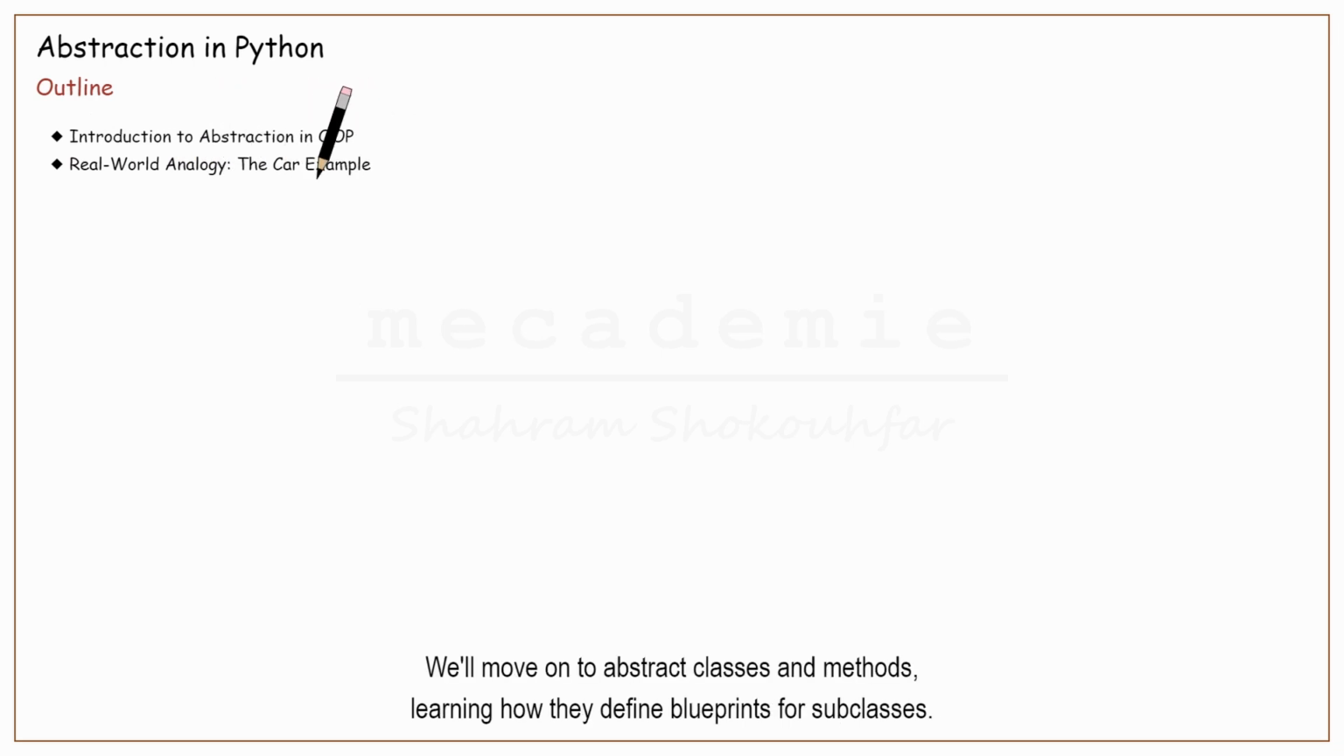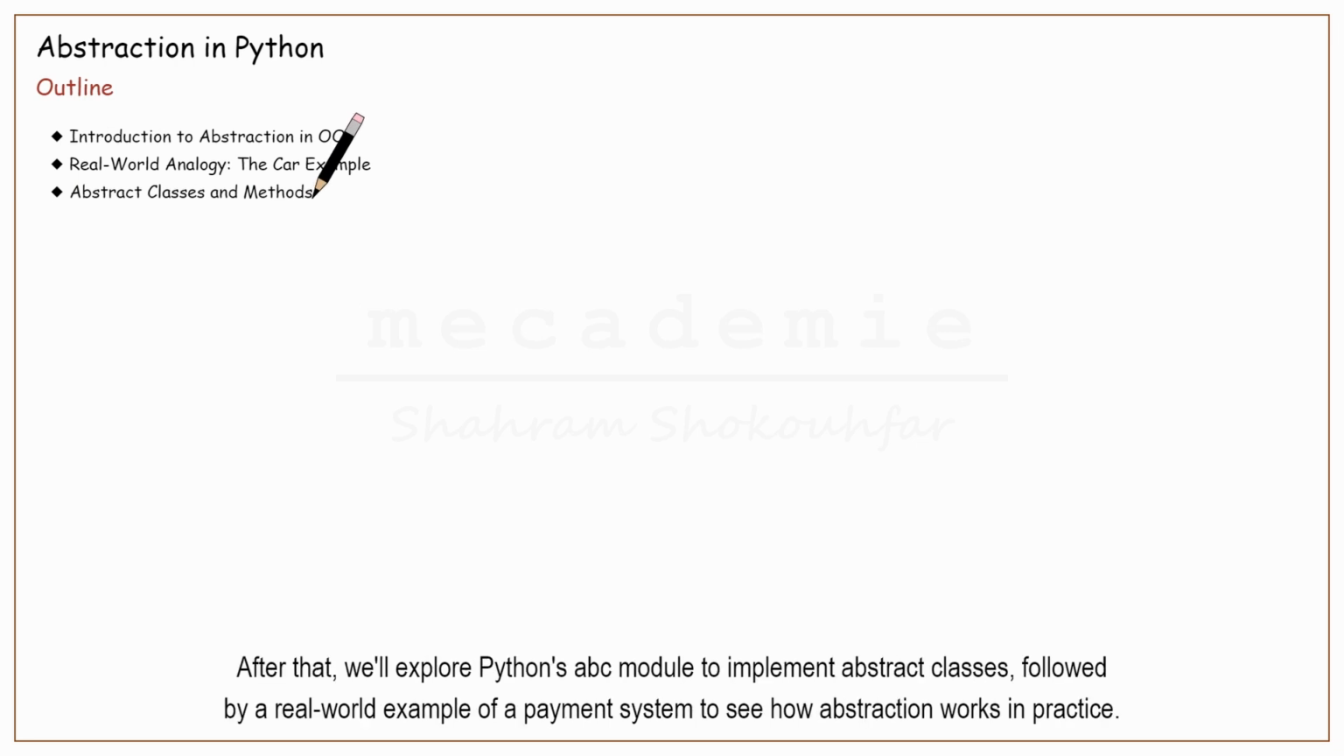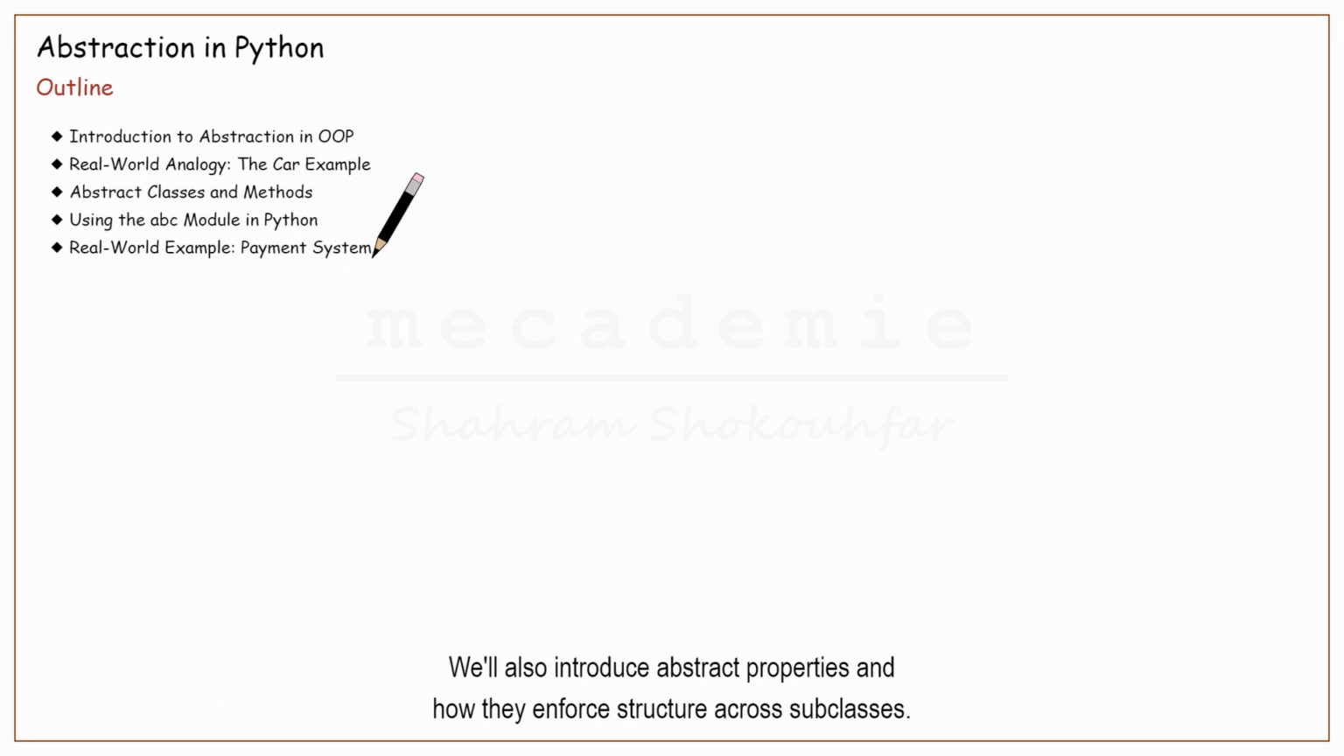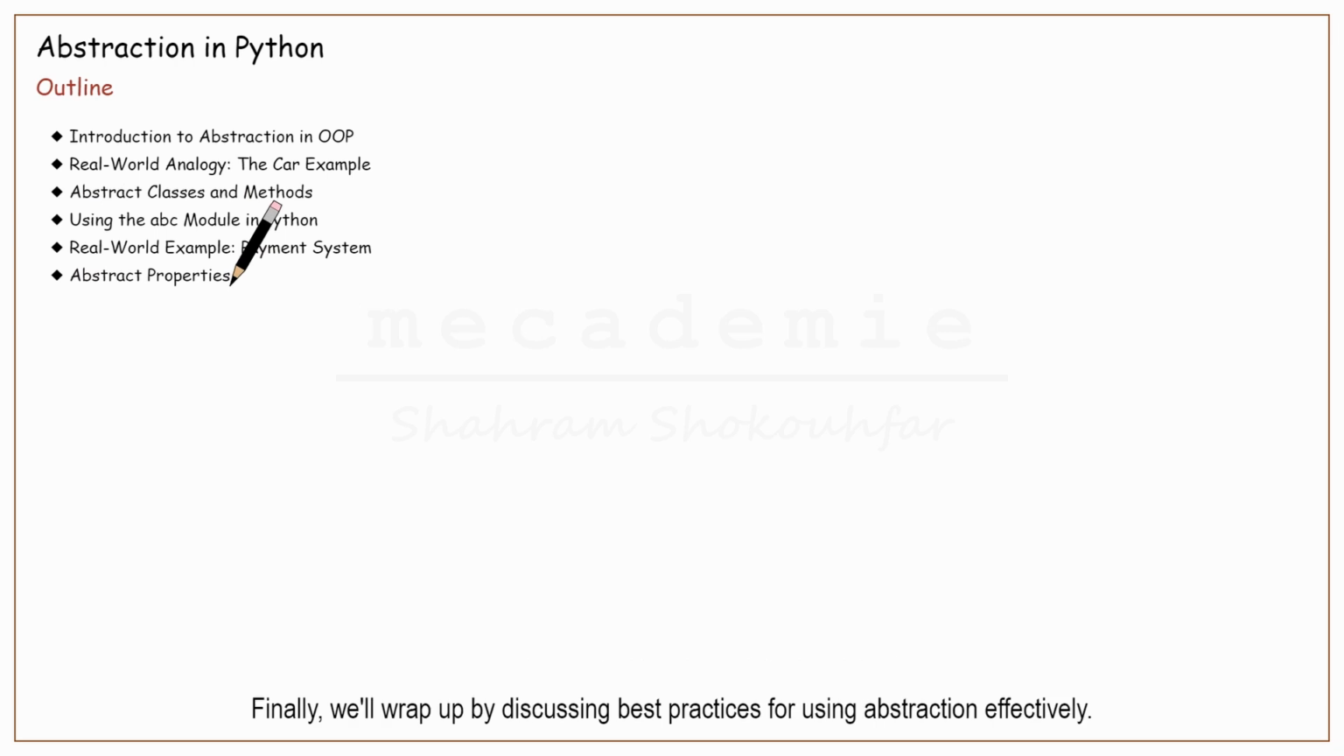We'll move on to abstract classes and methods, learning how they define blueprints for subclasses. After that, we'll explore Python's ABC module to implement abstract classes, followed by a real-world example of a payment system to see how abstraction works in practice. We'll also introduce abstract properties and how they enforce structure across subclasses. Finally, we'll wrap up by discussing best practices for using abstraction effectively.